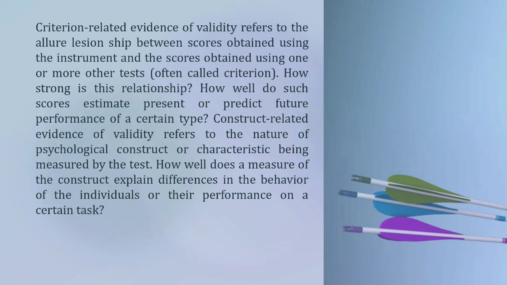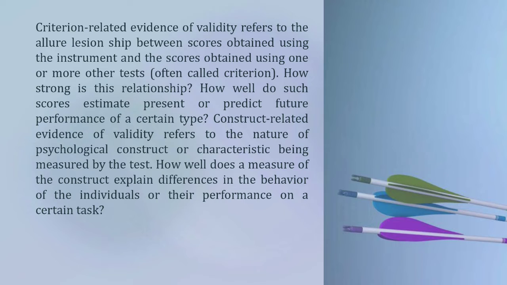Next one is criterion-related evidence of validity. It refers to the relationship between scores obtained using the instrument and scores obtained using one or more other tests, which are often called criteria. How strong is this relationship? How well do such scores estimate or predict future performance of a certain type?